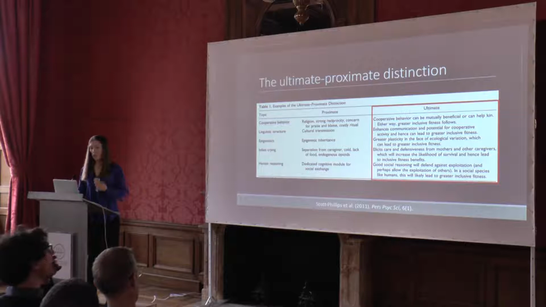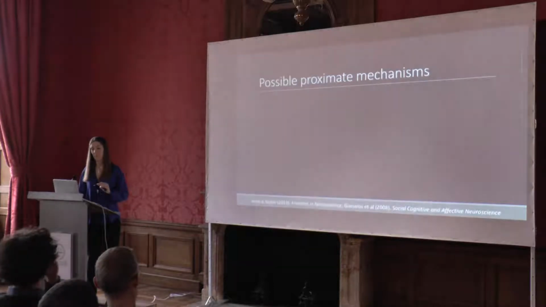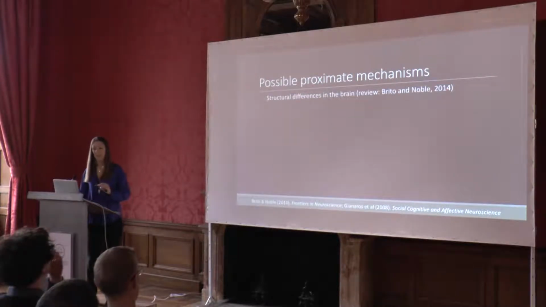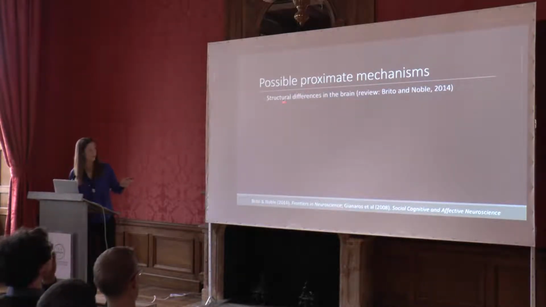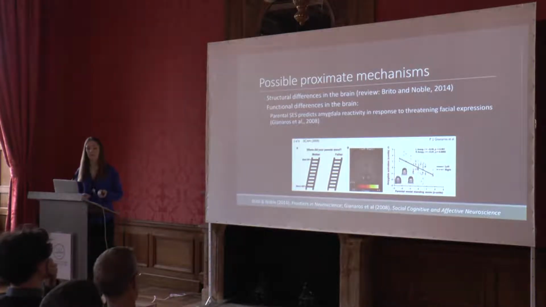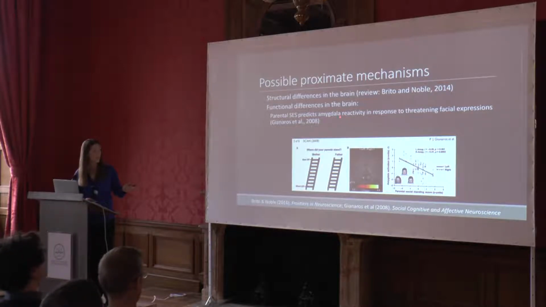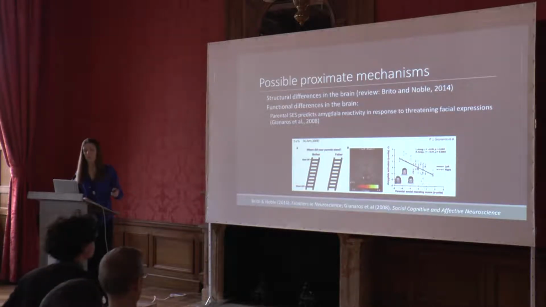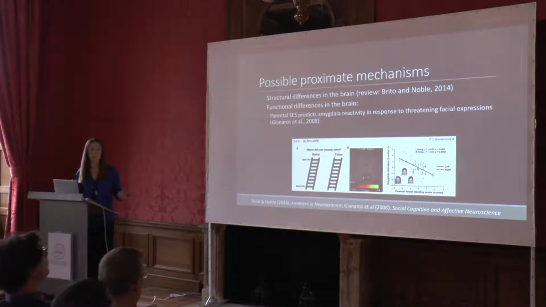So although the paper majors on ultimate explanations, we do review some of the potential proximate mechanisms, and I'm just going to very briefly touch on those, only really to say that there's not a lot of evidence, at least in neuroscience. So there is one review that we cite that shows that there are structural differences in the brain with socioeconomic status. And there have been 1 or 2 studies that have shown functional differences in the brain. So for example, there's a study here that shows that there are differences in amygdala reactivity in response to threatening faces, and that parental socioeconomic status of the participants can predict this.